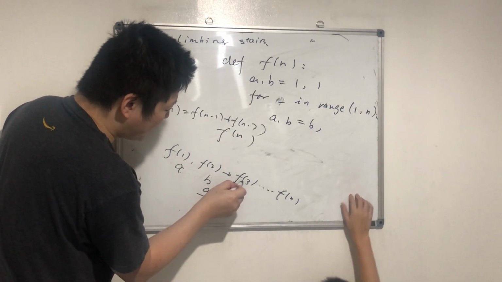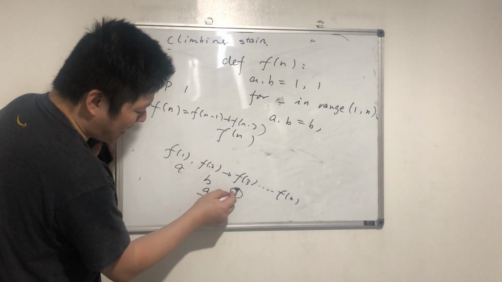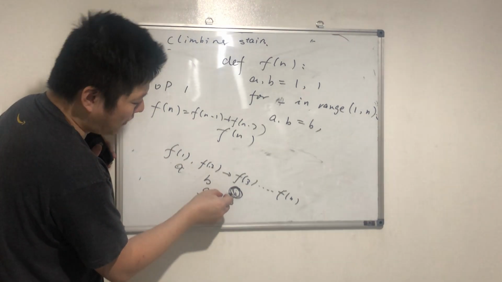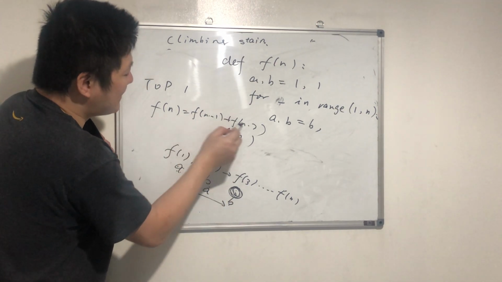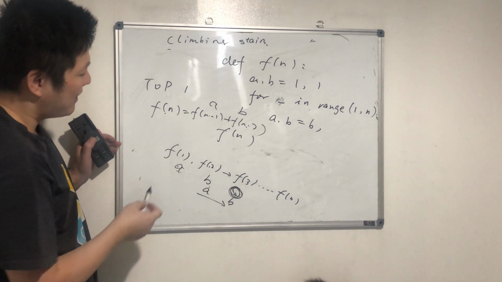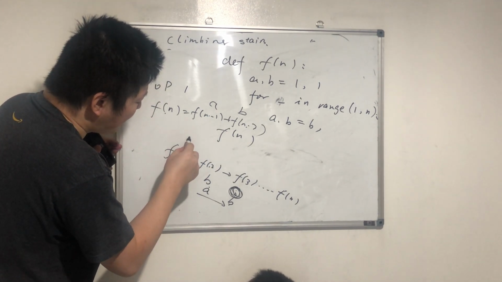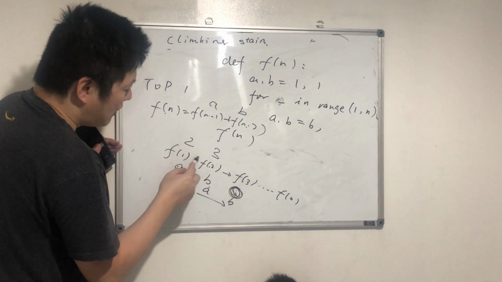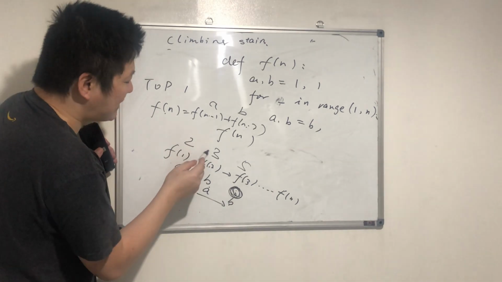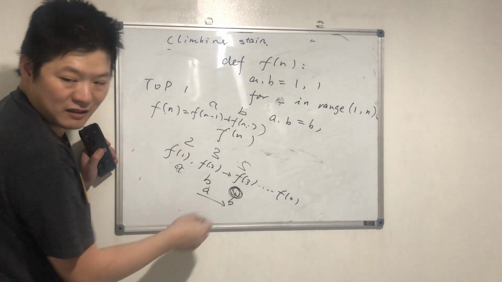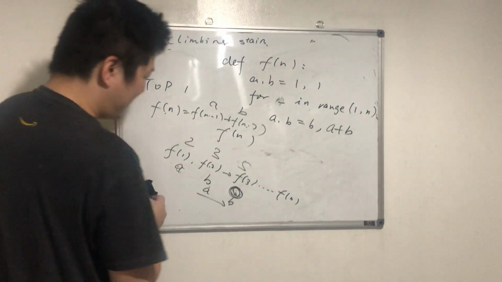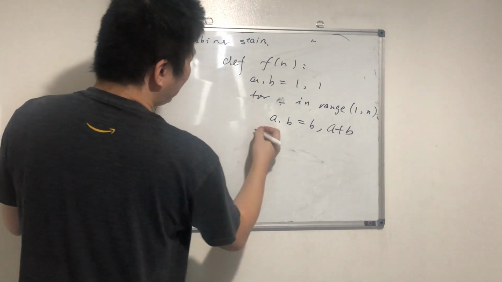So what's the new b? This is a, this is b. Look, this is 2, this is 3, this is what? 4, 5, Fibonacci numbers. So the new b is a plus b. Yes, I'm looking for this a plus b. Why is it so hard? Okay, and then return what? Return b, that's it.